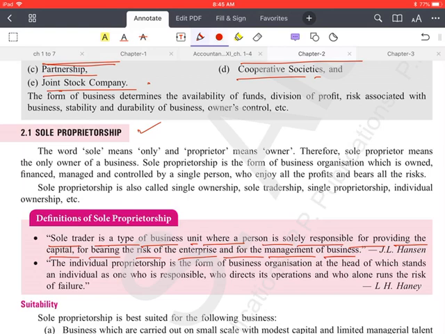You can also see the meaning of sole proprietorship. The word sole means only, and proprietor means owner. So therefore, sole proprietorship means the only owner of the business. Sole proprietorship is a form of business organization which is owned, financed, managed, and controlled by a single person who enjoys all the profit and bears all the risk. Because he is the only one person. If the business is getting profit, he is the only one who will get all the profit, and he has to manage the business, control the business, and take all the decisions by himself.